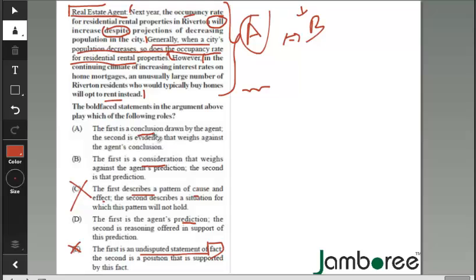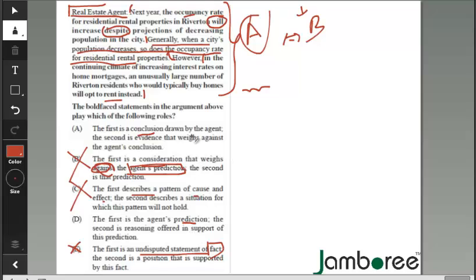So the first is a conclusion drawn by the agent. Okay, I'm okay with that. The first is a consideration that weighs against the agent's prediction. No, this is wrong because the first itself is the agent's prediction. So it is not going against, right? So this is out. Let's say D: the first is the agent's prediction. Okay, so I'm left with A and D.